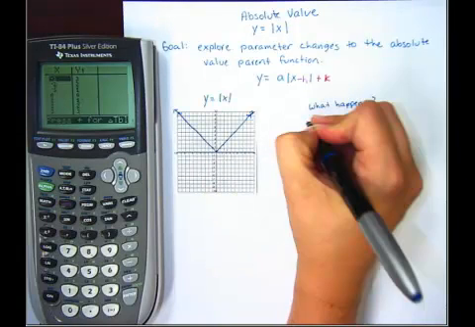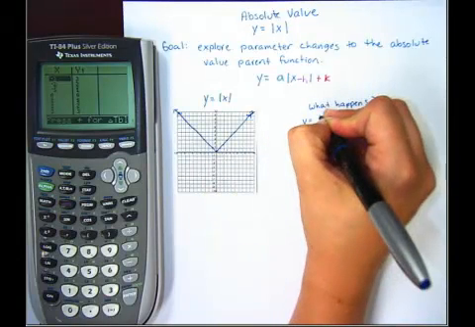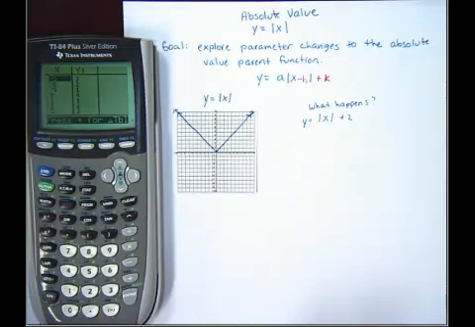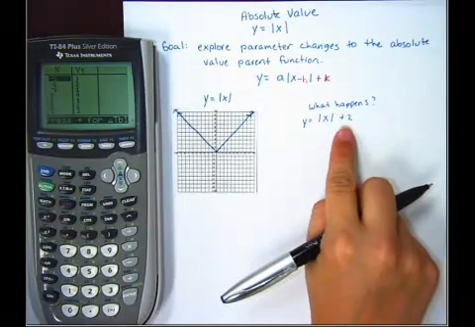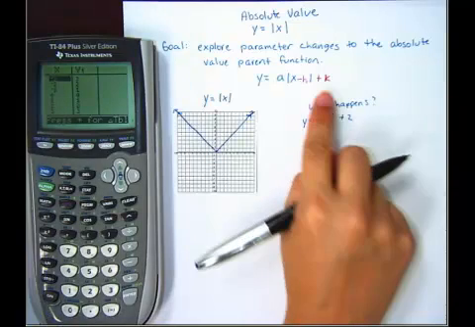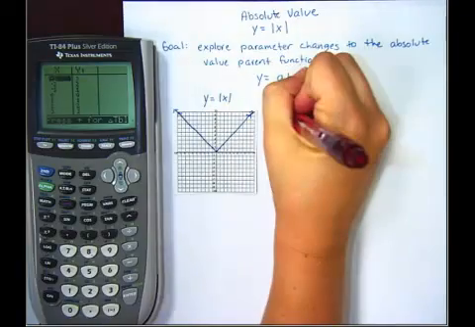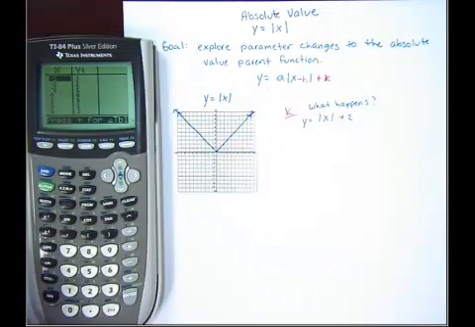So we want to see what happens if we change our equation. So if we change it to y equals the absolute value of x plus 2. If you notice, this plus 2 is outside my absolute value bars, which is very similar up here to the top where we have plus k. So the first variable we're looking at is k. We want to see what k does to our equation.